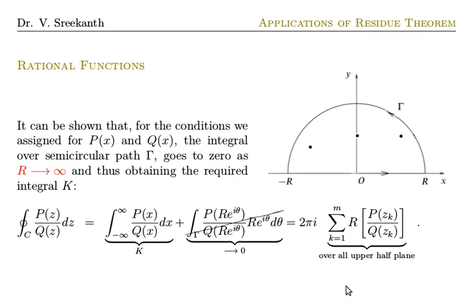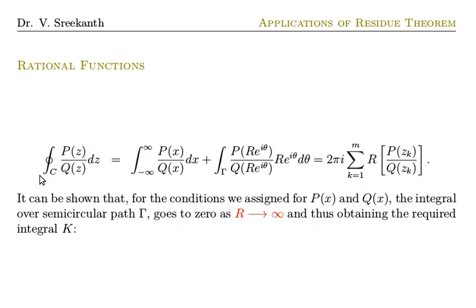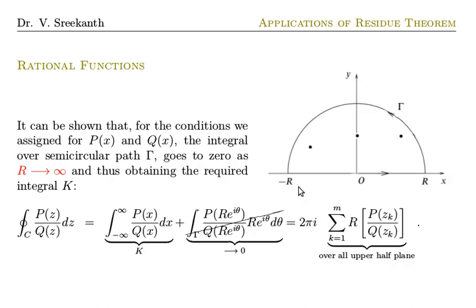Is that clear? What I am saying is, if we put the condition r goes to infinity in this integral, look at this integral. What we will get is the first part becoming k, which is what we want to find out. And the second integral, which is p of r e raised to i theta by q of r e raised to i theta, and dz is nothing but r e raised to i theta d theta. This particular integral, I claim, and we will show, will go to 0 for the conditions that we specified for p(x) and q(x).